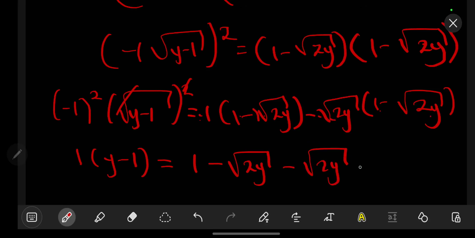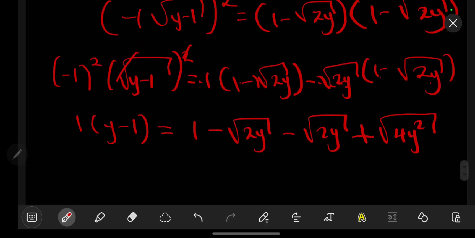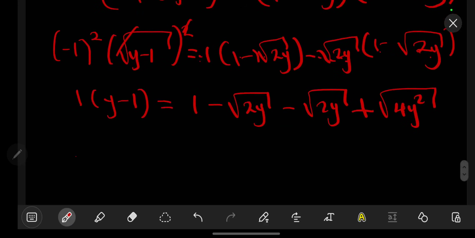This by this will give us a positive value. Then we are going to have the square root of 4y squared, because you multiply what is inside, 2 by 2 is 4, y by y is y squared, like that. So this will give us a y minus 1, if we multiply 1 doesn't change anything, should be equal to, we are going to get a 1.